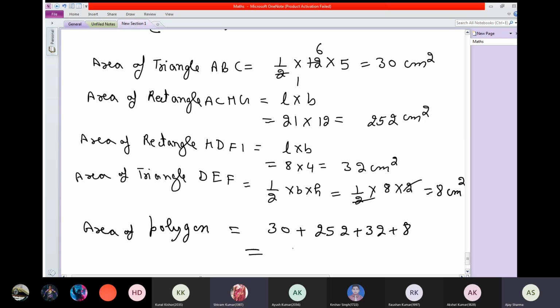Yes, what is the answer? Add these and tell me the answer. Yes, add all these and tell me the answer. Only addition. You take so much time. Add these again and tell me the answer. What will be the answer? 322 sir, 322 centimeters. Okay, that's the right one.